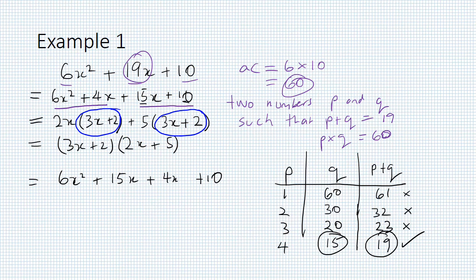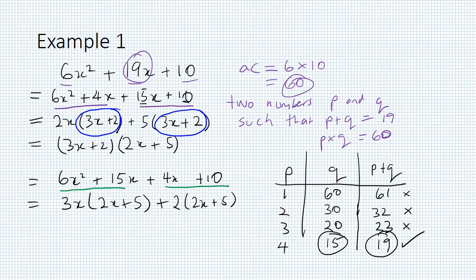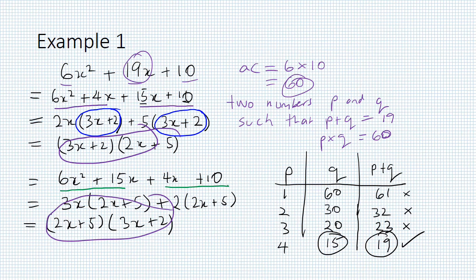So again, group the terms, group those two terms, group these two terms. The highest common factor in this case is going to be 3x, leaving 2x plus 5. The highest common factor of the second two terms is 2, leaving 2x plus 5. Take the 2x plus 5 out as a common factor, and the other factor is 3x plus 2. And notice that this one here and that one there are the same.